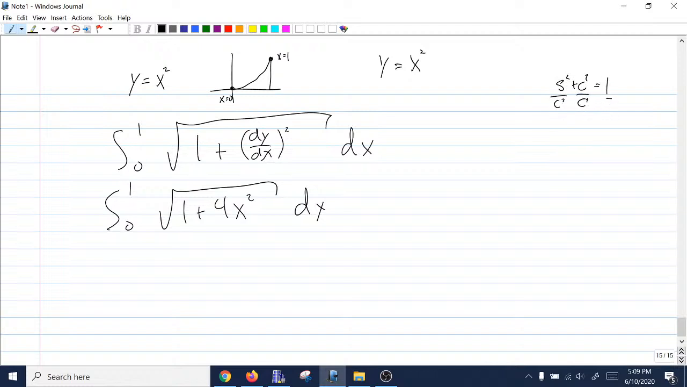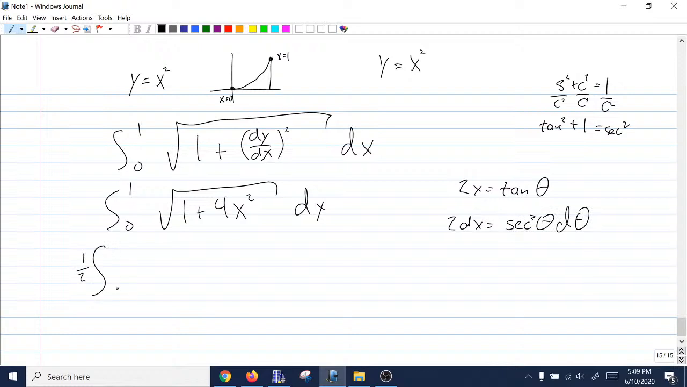Divide both sides by cosine squared. I get tangent squared plus 1 equals secant squared. That's the thing I want to use. I want to let 2x equal tangent theta. So 2 dx is going to be the derivative of tangent, secant squared theta, d theta. So dx is going to be 1/2 secant squared theta d theta. This is the square root of 1 plus tangent squared. 1 plus tangent squared is secant squared theta.